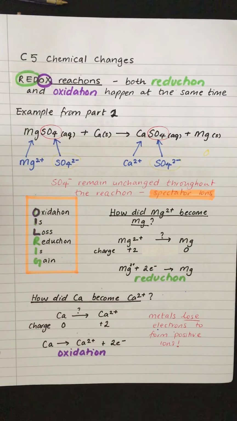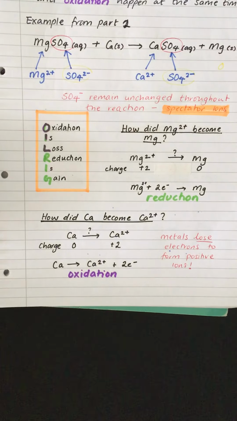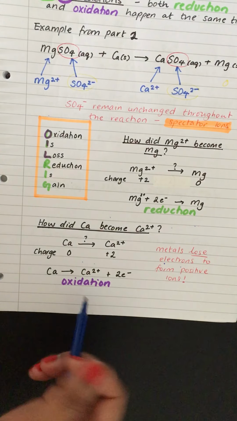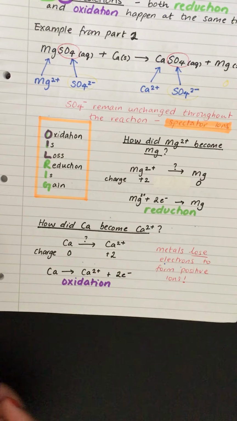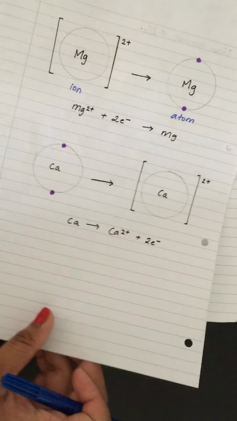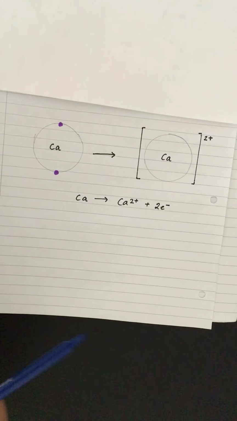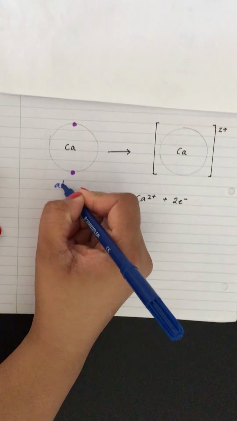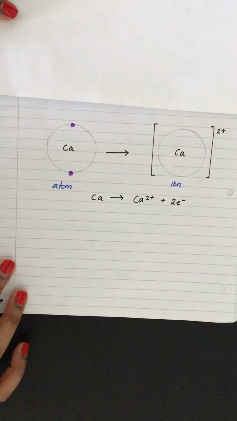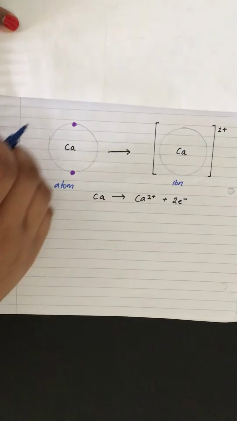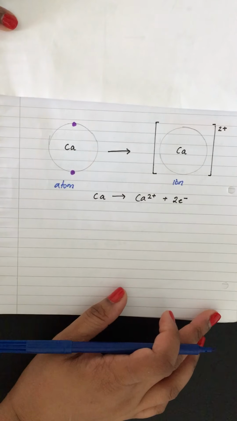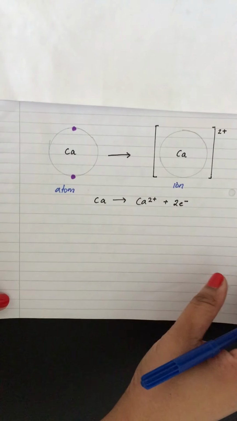Right, if we just move up and look at how our calcium became an ion. Essentially, same thing again. This time our calcium had no charge. If we go back to our example here, this is the atom and this is the ion. We know that calcium has 2 electrons in its outer shell. When it reacts, it loses 2 electrons and forms a positive ion. So we call the loss of electrons oxidation, and we illustrate that using our half equations.